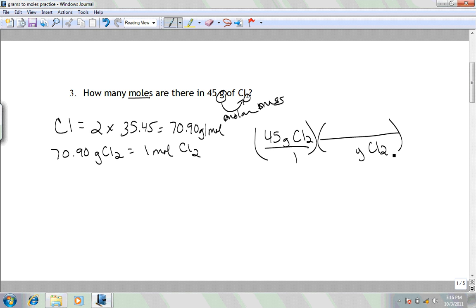This one's a bit different. Notice we have grams down here instead of moles this time. So if we look at our conversion factor on the left-hand side, we have grams on the left and moles on the right. Notice that the 70.90 goes with grams, is equal to 1 mole. Let your units guide you from one step to the next. Grams of chlorine cancel. So it's 45 divided by 70.90. And that equals 0.63 moles chlorine.